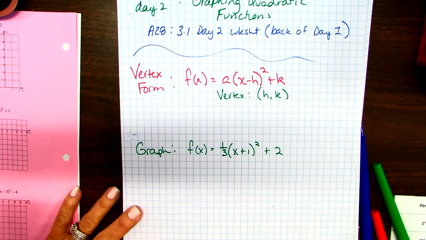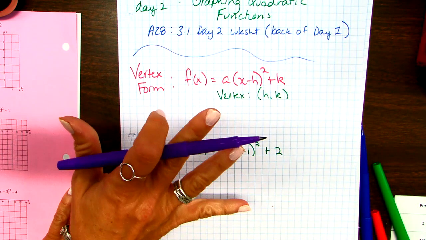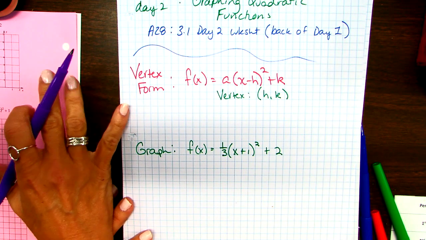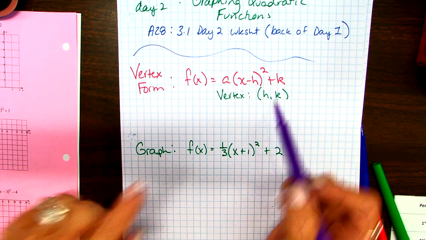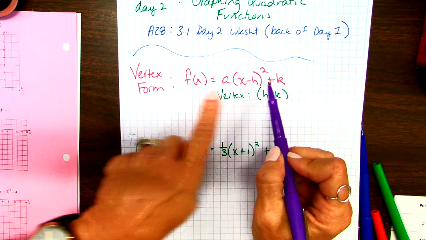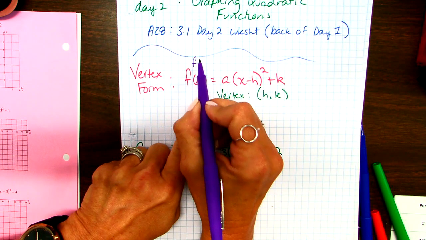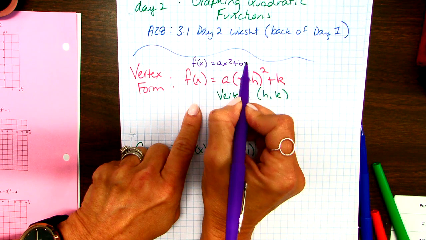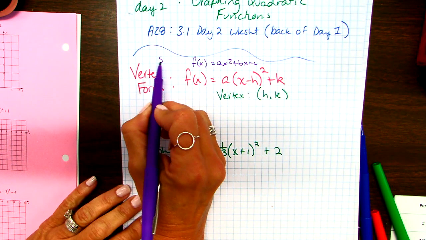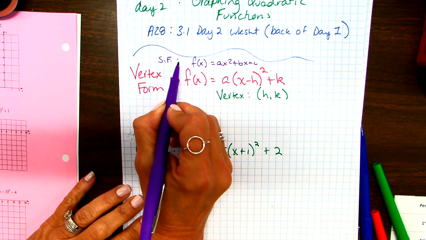All right, so if you missed yesterday, you're going to understand this really, really easily. If you were here yesterday, you're going to be like, why didn't we do this day one? This is even easier than yesterday. So this is a quadratic, okay? It's in vertex form. If you remember, yesterday we had standard form. It looked like this. So that is standard form. I'm just going to put SF.